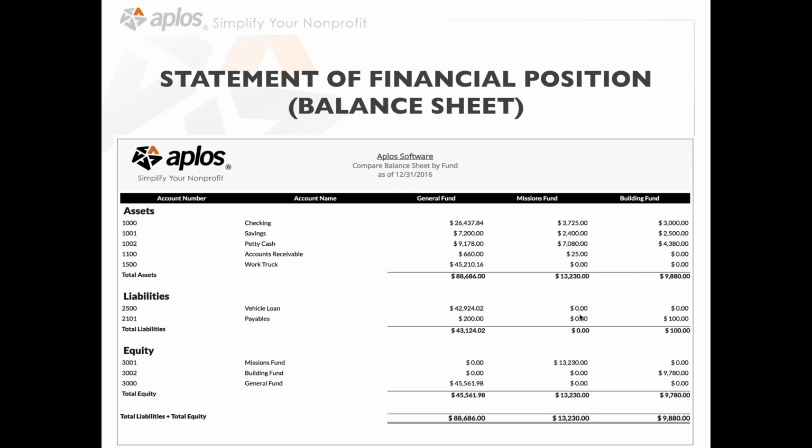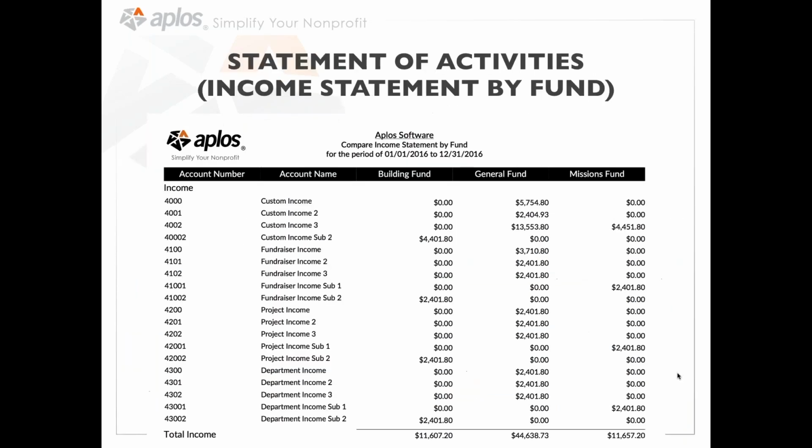No liabilities for the missions fund, so that fund balance down there at the bottom, $13,000 and change, matches the asset balance there to show that particular balance sheet column. And building fund, same kind of thing, a little bit of payables there, but really just a little bit of balance in the checking accounts, and then down there, the equity balance overall.